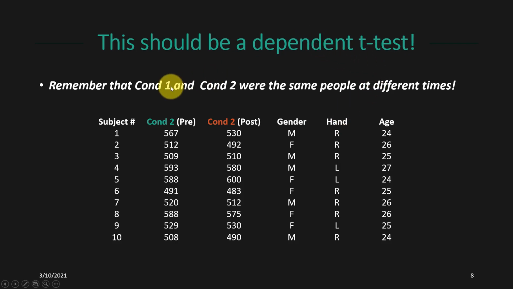Well, remember that condition 1 and condition 2 are the same people being tested at different times, right? So they have a pretest, they have a post-test. We're looking at their medical decision making at both of those times, and in the middle of that, they're working a very fatiguing 12-hour shift. Now, there are multiple sources of variability here that affect the scores that we observed.